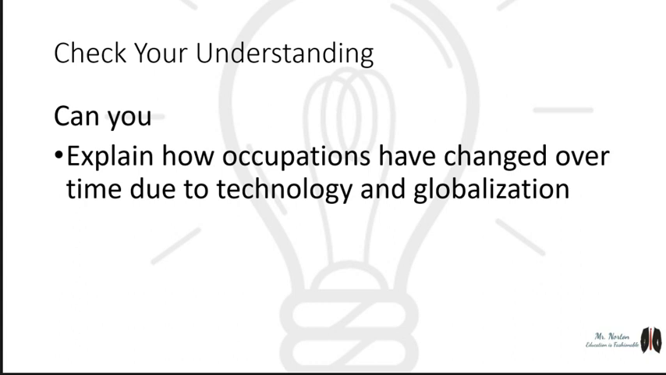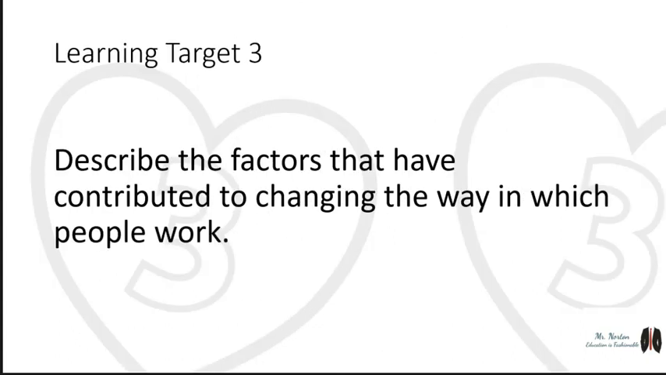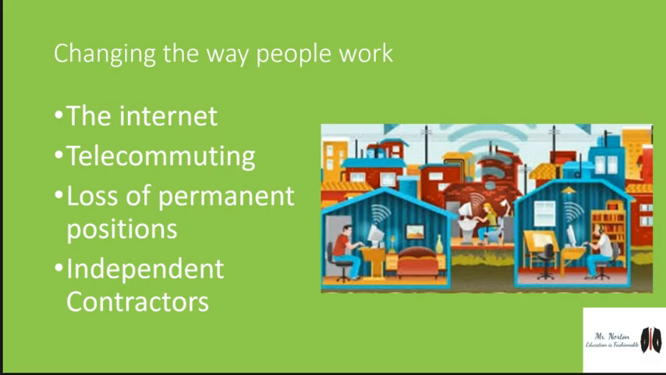Our next learning target is to describe the factors that have contributed to changing the way in which people work. So the way people work has changed. Basically, it's a common theme throughout this lesson because of technology. We're going to talk about it a little differently, though. In this case, workers no longer have to physically commute to their jobs because of the internet and computers.